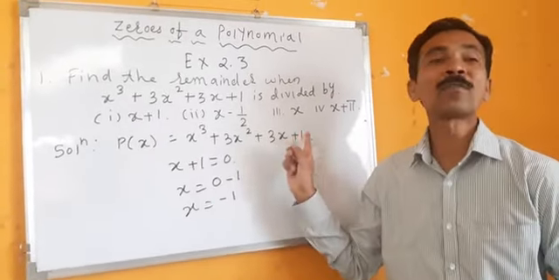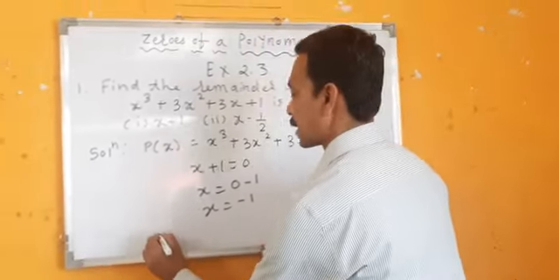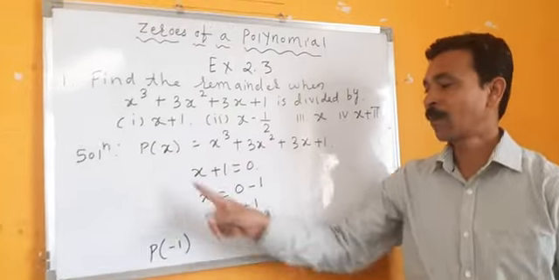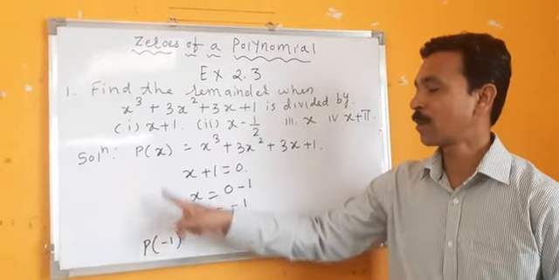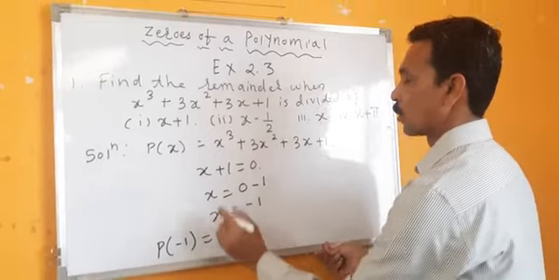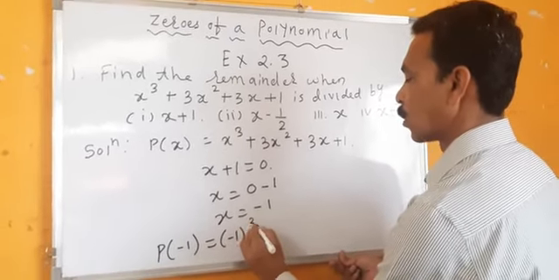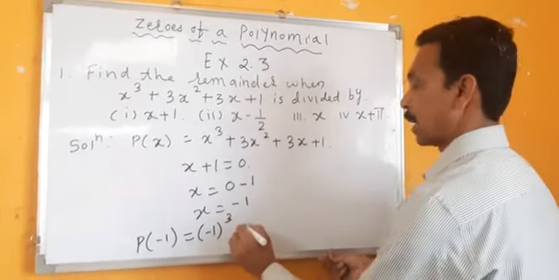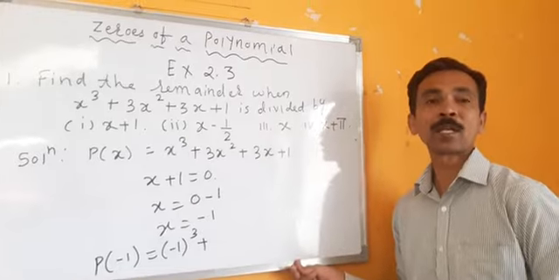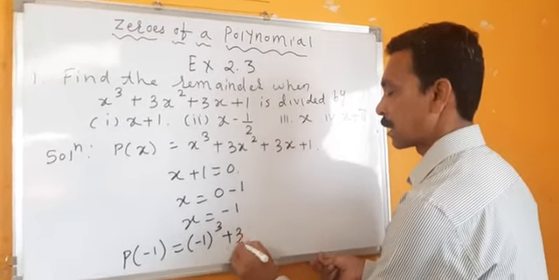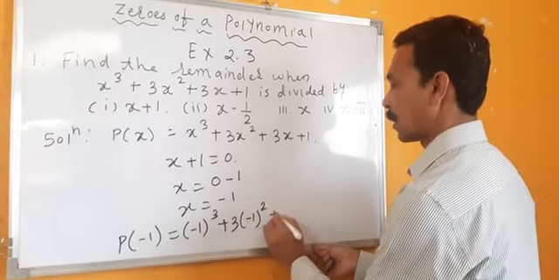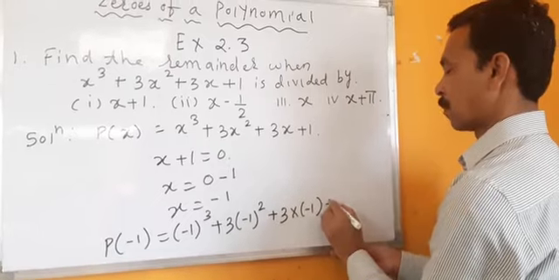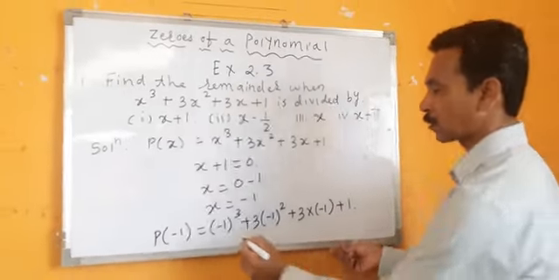I will place it in p of x. So it becomes p of minus 1. What is the value of x? Minus 1. So p of minus 1 is equal to, x cube means minus 1 whole cube. I am placing the value of x in p of x, keep in mind, plus 3x square. 3x square means 3 into x square. So plus 3 into minus 1 whole square, plus 3x means 3 into minus 1, plus 1.